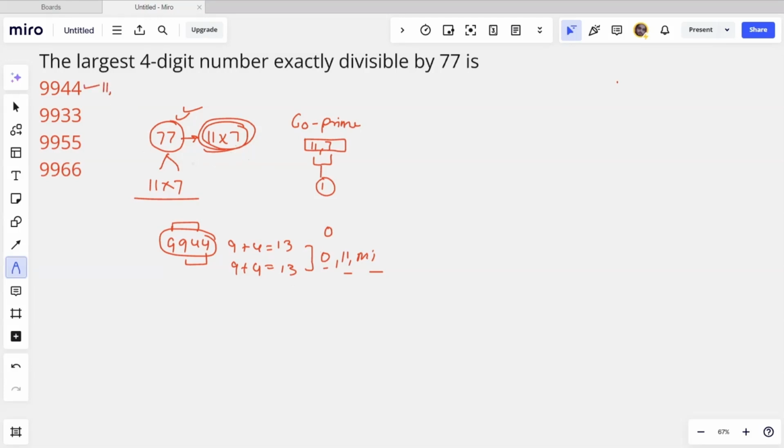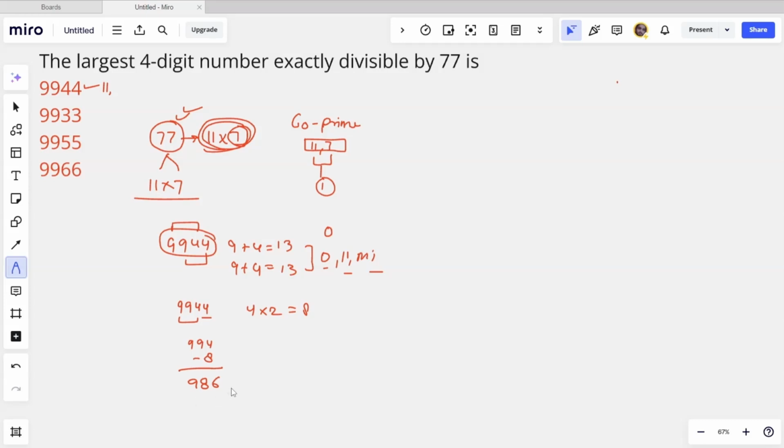Now we have to check the other number which is 7. So let me check whether it is divisible by 7 also. So what is the divisibility rule of 7? The last digit, we will double the last digit. 4 into 2 is equal to 8. What are the remaining digits? They are 994. So we will subtract the doubled digit. 994 minus 8. It will become 986.